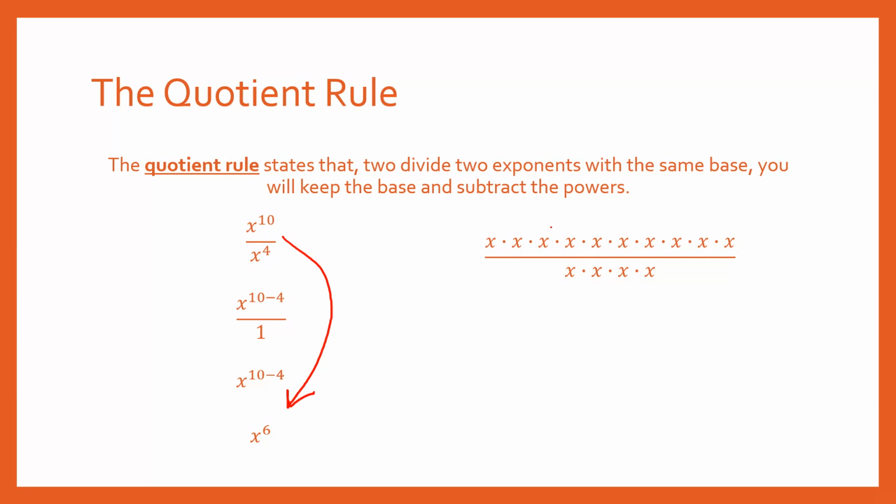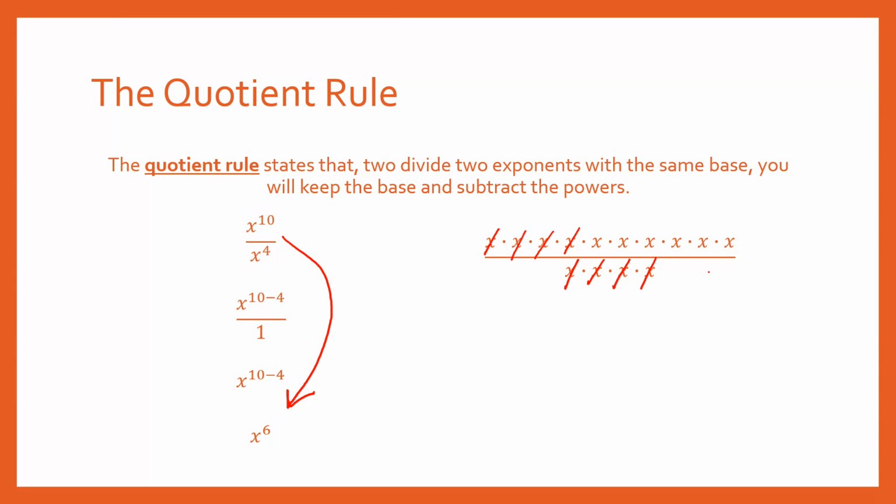Basically, think about when you're reducing fractions. You can do a thing called cross-canceling, and the same thing happens here. I can cross-cancel a pair of x's here, another pair of x's, another pair of x's, and one more pair of x's can be cross-canceled because there's nothing left on the bottom.